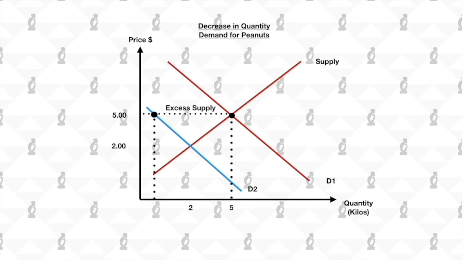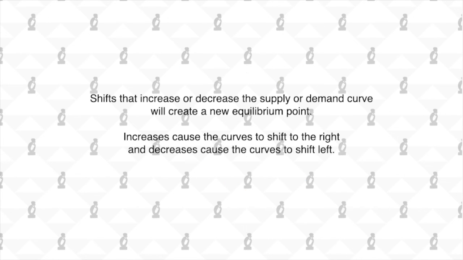Since there is a time lag for producers to realize the decrease in quantity demanded, a temporary excess supply of peanuts in the market will occur at the old equilibrium price of $5 and the equilibrium quantity of 5 kilos of peanuts. As producers will have to lower their prices to sell the excess supply of peanuts, the new equilibrium price will now be at $2 and the equilibrium quantity at 2 kilos. Therefore, shifts that increase or decrease the supply or demand curve will create a new equilibrium point. Increases cause the curves to shift to the right, and decreases cause the curves to shift to the left.